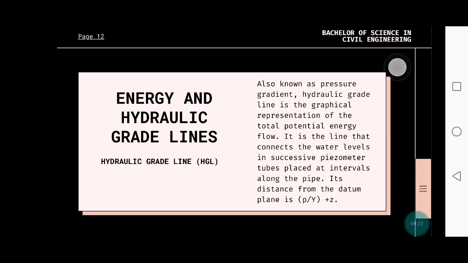Next, energy and hydraulic grade lines. Hydraulic grade line, HGL, also known as pressure gradient. Hydraulic grade line is the graphical representation of the total potential energy of flow. It is the line that connects the water levels in successive piezometer tubes placed at intervals along the pipe. Its distance from the datum plane is P all over weight density plus Z.